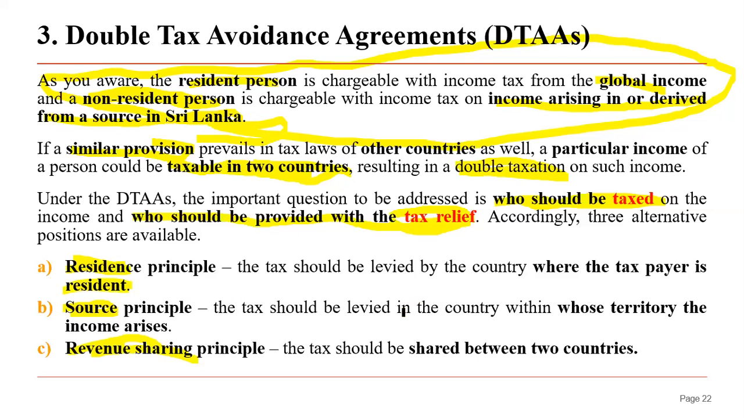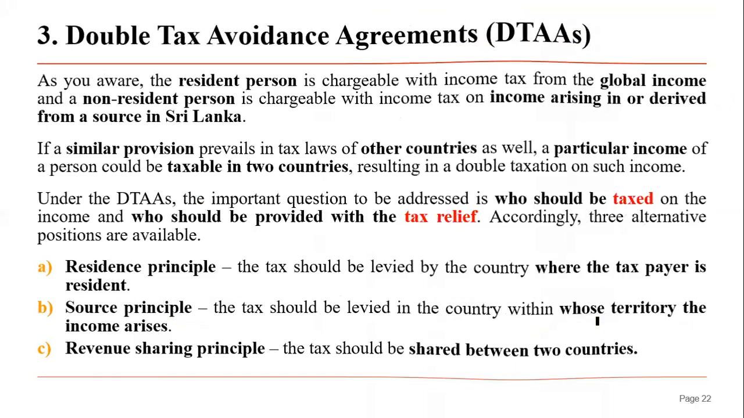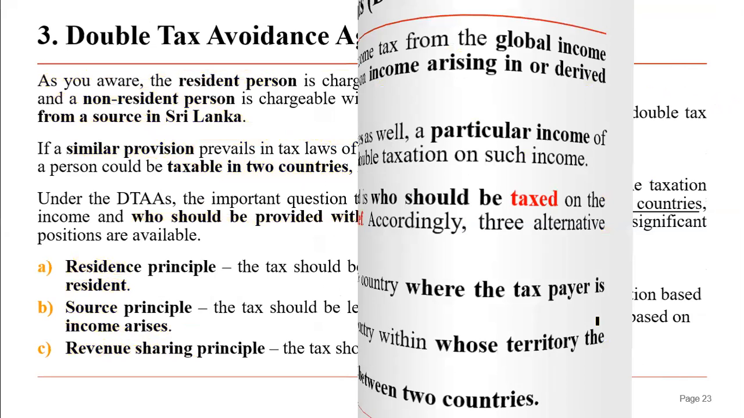The tax should be levied by the country within whose territory the income arises. That is the source principle, income arising or derived from a source in Sri Lanka. The revenue sharing principle is that the tax should be shared between two countries. If the tax is paid entirely to one country, then they share this tax. This is not popular. We have the resident principle and the source principle.